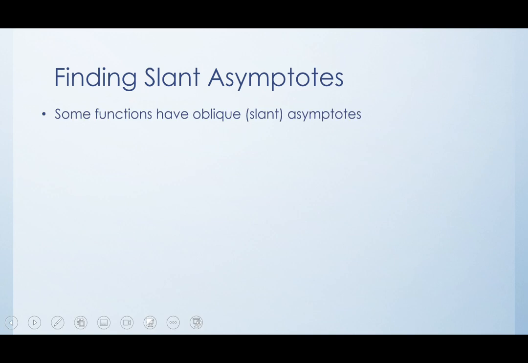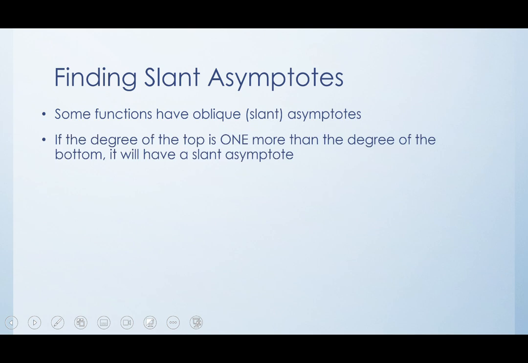All right, so the last main feature of rational functions that we're going to talk about is slant asymptotes, or oblique asymptotes. Some rational functions will have oblique or slant asymptotes. This happens in a very specific case, where the degree of the numerator, the top, is one higher, one more than the degree of the denominator at the bottom. When that happens, it's going to have a slant asymptote.